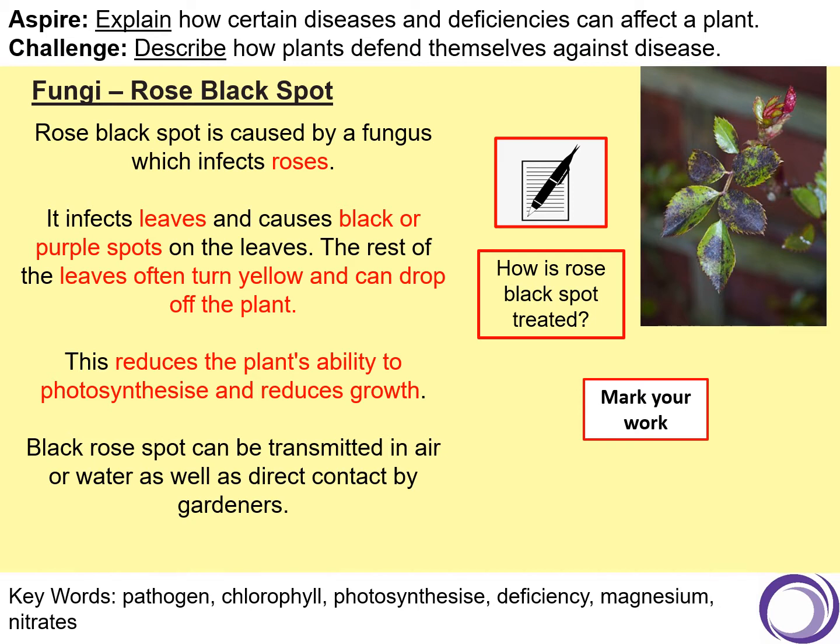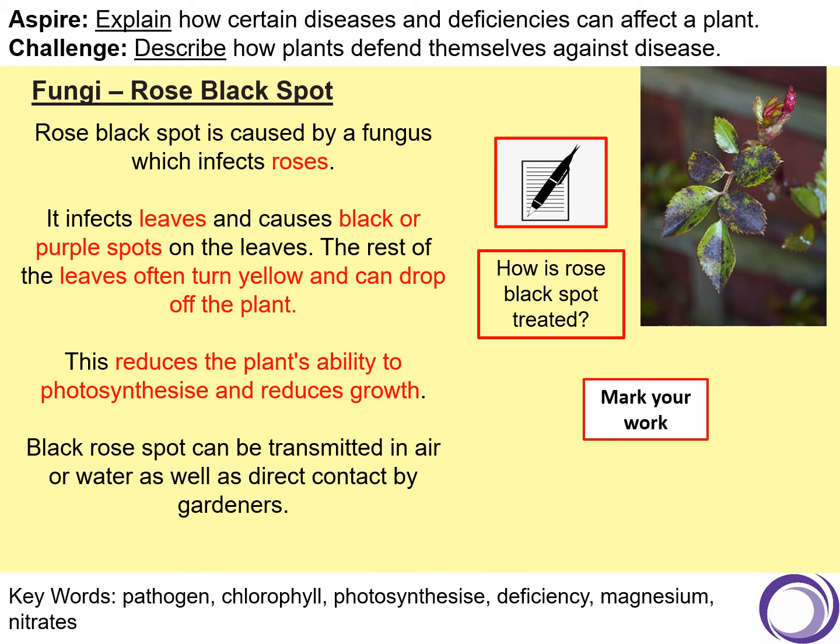So the next type of plant disease that I'd like to talk to you about in a little bit more detail is rose black spot. And this is caused by a fungus which infects rose bushes. It infects the leaves and it causes them to go black or purple. And then what usually happens is the rest of the leaves turn yellow and they can drop off the plant. So this reduces the plant's ability to photosynthesize and also reduces the growth. Now, black rose spot can be transmitted in air or in water, as well as direct contact by gardeners.